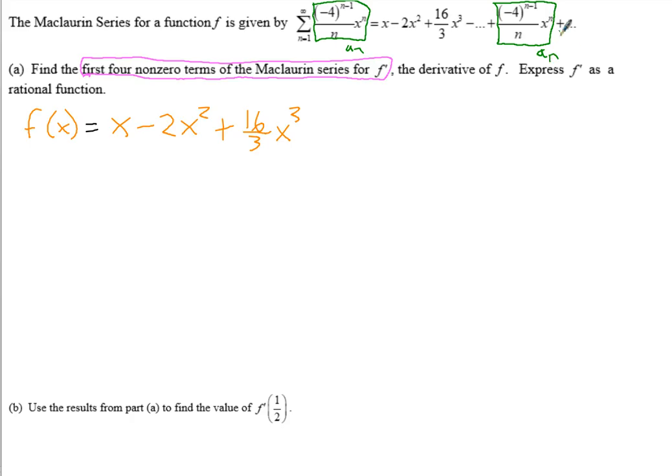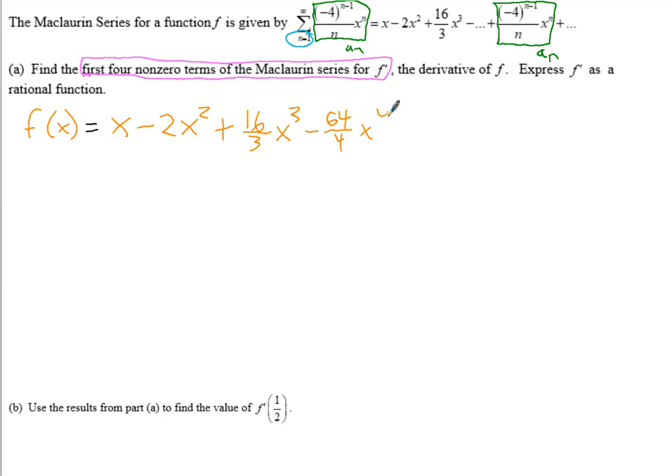Notice the starting number here is 1. So to get the first term, they plugged in 1. The second term, they plugged in 2 for n. The third term, they plugged in 3. So this is going to be the 4 we plug in. If you plug in 4, we'll get negative 4 to the third, which is negative 64, over 4, and then plug in 4 there, x to the fourth.